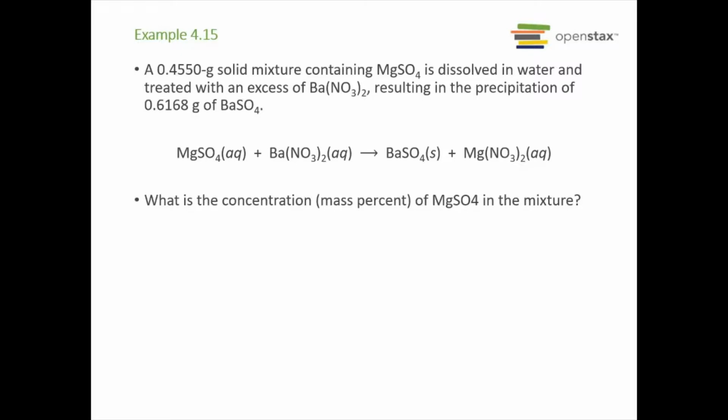So let's look at an example. We're told a 0.4550 gram solid mixture containing magnesium sulfate is dissolved in water and treated with an excess of barium nitrate, resulting in the precipitation of 0.6168 grams of barium sulfate. And we want to know the concentration by mass percent of magnesium sulfate in the mixture. Oops, that should be a subscript 4. All right, so let's break this down and figure it out.